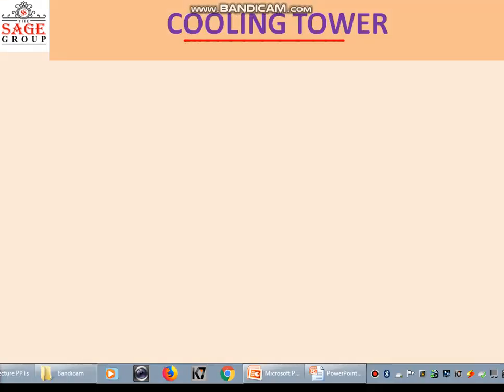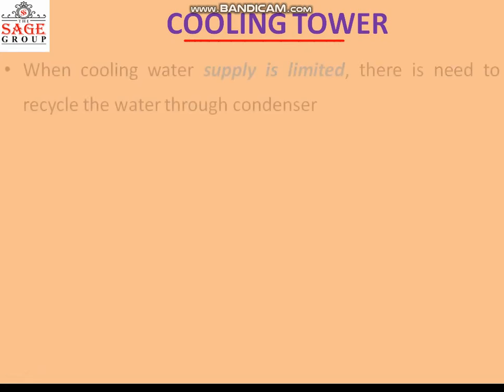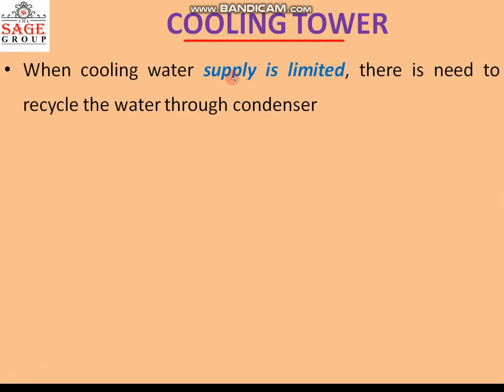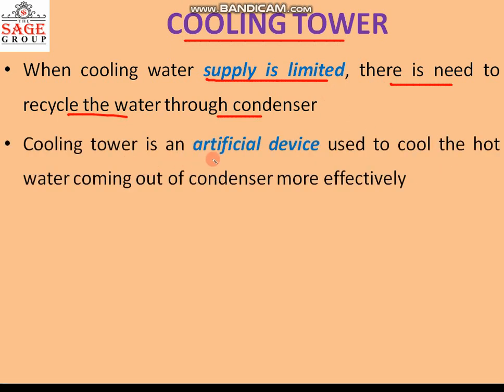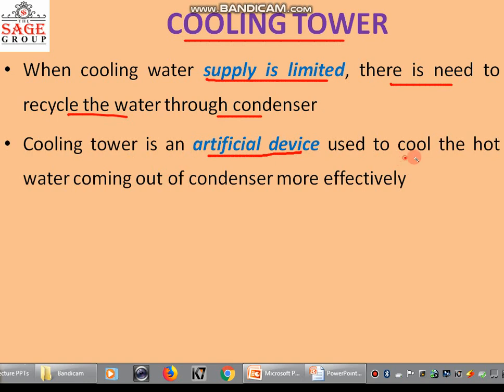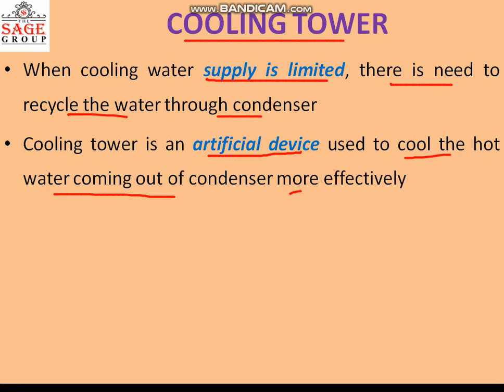Now we are taking cooling tower. When cooling water supply is limited in the plant, there is a need to recycle the water through the condenser. It is a very important point. The cooling tower is an artificial device used to cool the hot water coming out of the condenser more effectively. So to cool the hot water effectively, we use the cooling tower.